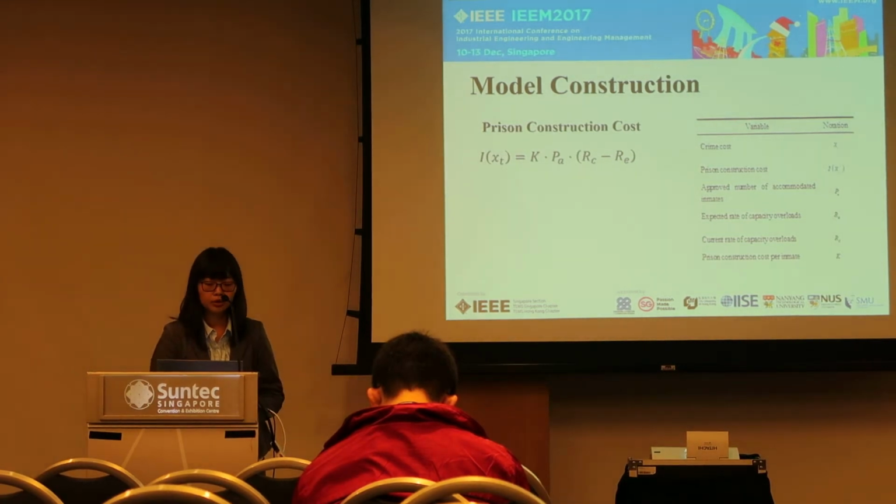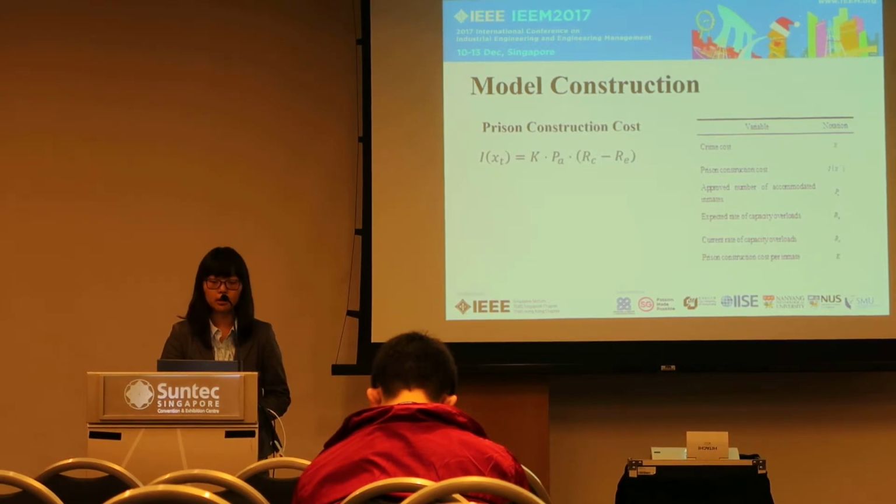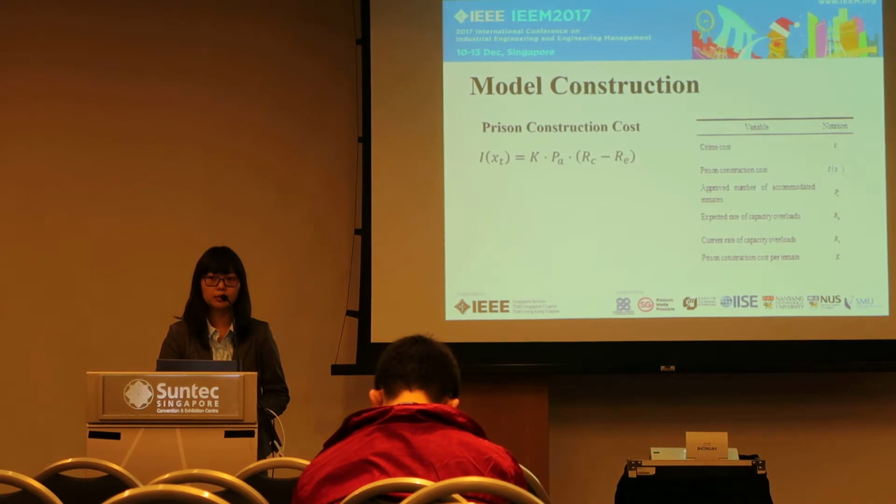This is the prison construction cost. It is the decrease from the current rate of capacity overloads to the expected rate of capacity overloads, multiplied by the accommodated inmates and the prison construction cost per inmate. The model can change the expected rate of capacity overloads along with the financial situation. If the government is in financial deficit, it can set the higher expected rate of capacity overload to decrease its expenditure.